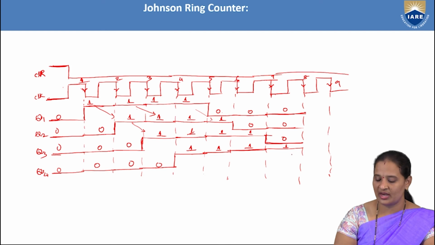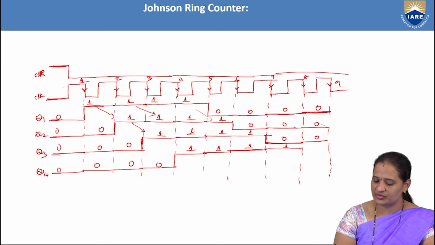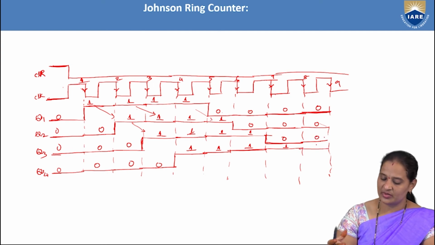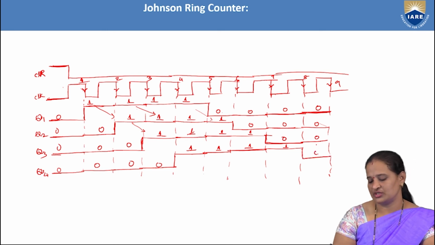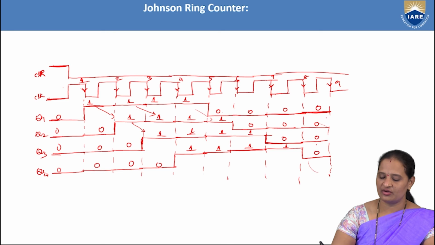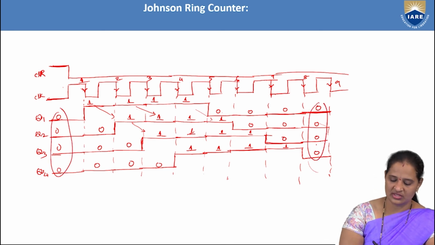Now during the 8th clock pulse, what happens? This is complemented and given as input here. So that means the output of the first flip-flop will be again 0 and this is pushed here. So which is 0 and this is 0 and now this 0 is pushed here. So this becomes 0 here. So now this becomes 0. Now what is the state of this one? This is 0, 0, 0, whereas this one was 0, 0, 0.